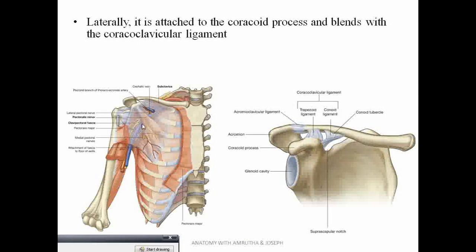Whereas laterally it is attached to the coracoid process. This is the coracoid process where the pectoralis minor is inserted. This area, the coracoid process of the scapula, blends with the coracoclavicular ligament. There is a ligament in this area called the coracoclavicular ligament, connecting the coracoid process to the clavicle, so it is blending with that ligament.